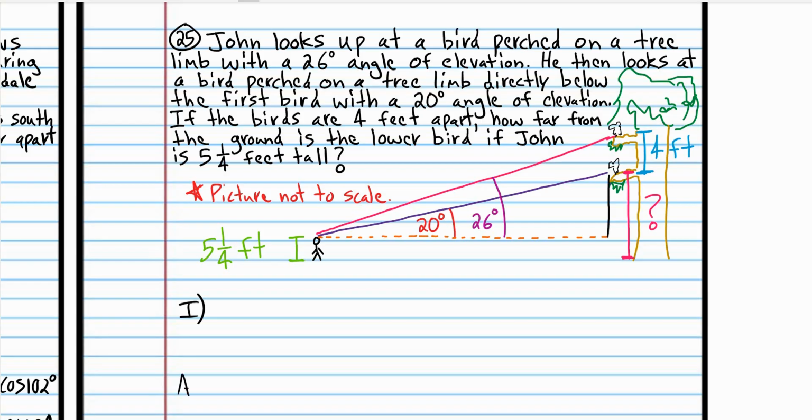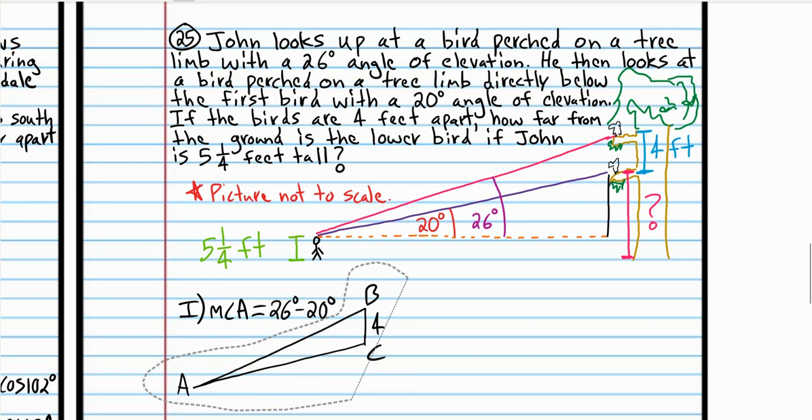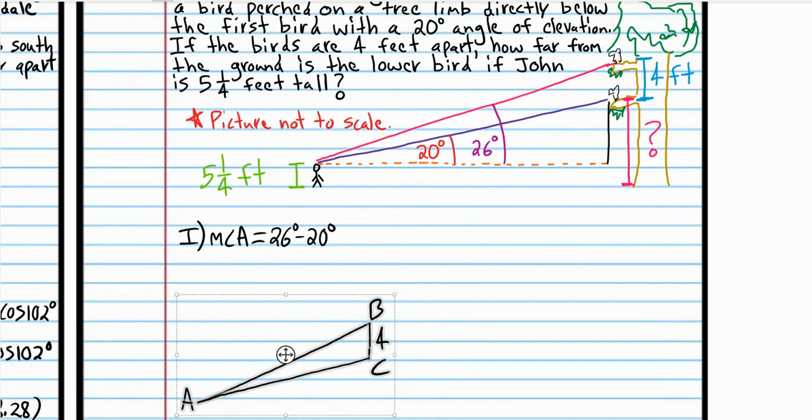So first, let's draw that thin triangle. And we'll call this corner B and this corner C, and this length is 4. And the measure of angle A is going to be 26 degrees minus 20 degrees. And we can find the measure of angle B by looking at our picture up there. The measure of angle B is going to be 180 degrees minus 26 degrees, and then minus 90 degrees.